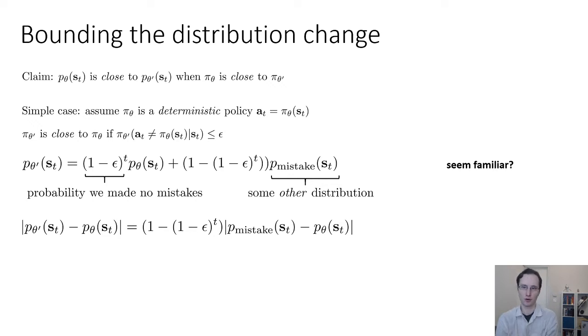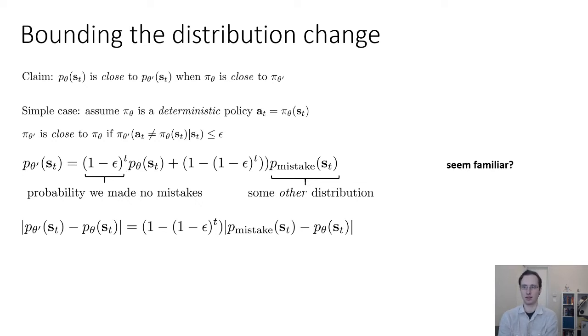And just like before, this equation implies that we can write the total variation divergence between p theta prime and p theta as essentially just the part that's different, right? So that (1 minus epsilon) to the t times p theta st part has 0 total variation divergence against p theta of st. So it's only that second part. And that second part has a multiplier of 1 minus (1 minus epsilon) to the t in front of it.